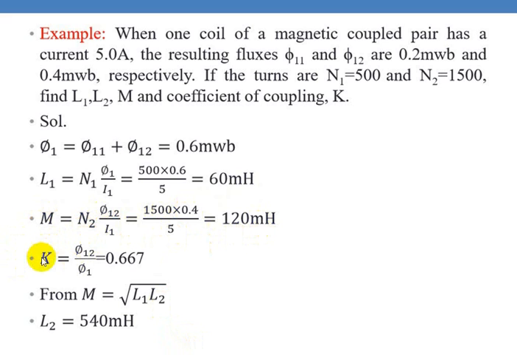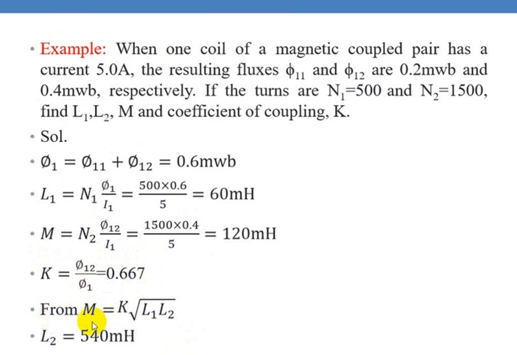Then find K. K is nothing but the flux linking with the neighboring coil to the total flux, Φ12 by Φ1, which will be 0.667. Then using the formula M is equal to K into under root of L1 into L2, M is known, K is known, and L1 is known, L2 is unknown. So you can find L2 as 540 millihenry.